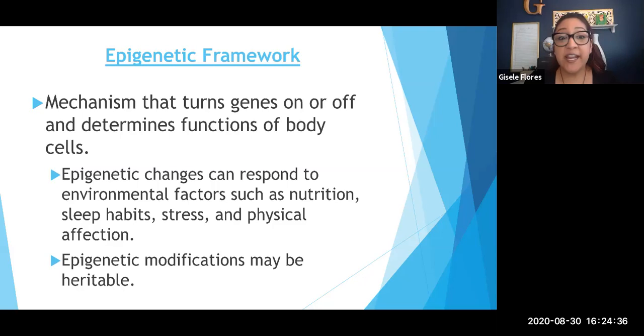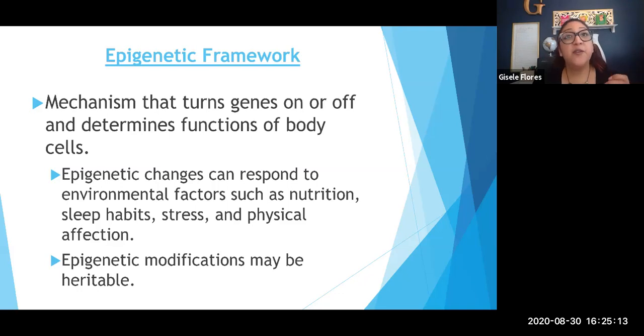So epigenetic changes can respond to environmental factors. What you eat can determine whether these predispositions turn on or off. Your sleep habits, how you take care of yourself, and your stress can also turn genes on or off, and also physical affection. So are you being cared for? Are your needs being met when you're a baby? That can also lead your predispositions to either, again, be turned on or turned off. Epigenetic modifications may be heritable.